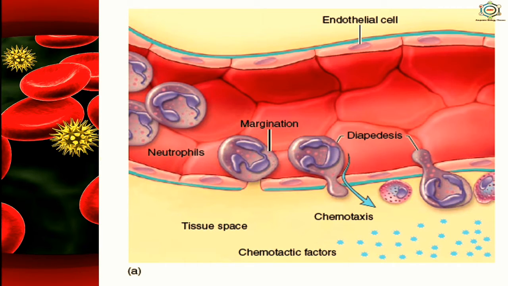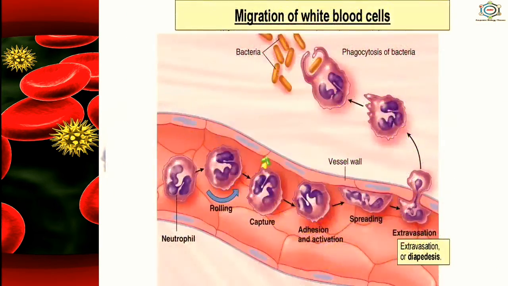They help in different ways, the first of which, as you can see here, is the migration movement of the leukocyte, that is, diapedesis. Here you can see the neutrophil, then the rolling, then capture, then adhesion and activation, then spreading, then extravasation, then phagocytosis of the bacteria. So this is the migration of white blood cells.